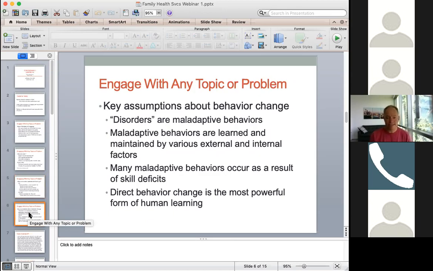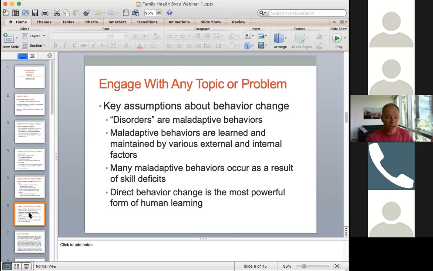Okay, last thing here, last slide, and then we're going to get into a case example or two with the remainder of our time. So let's talk for a few minutes on this slide about the clinical aspect of jumping in and helping with any problem.